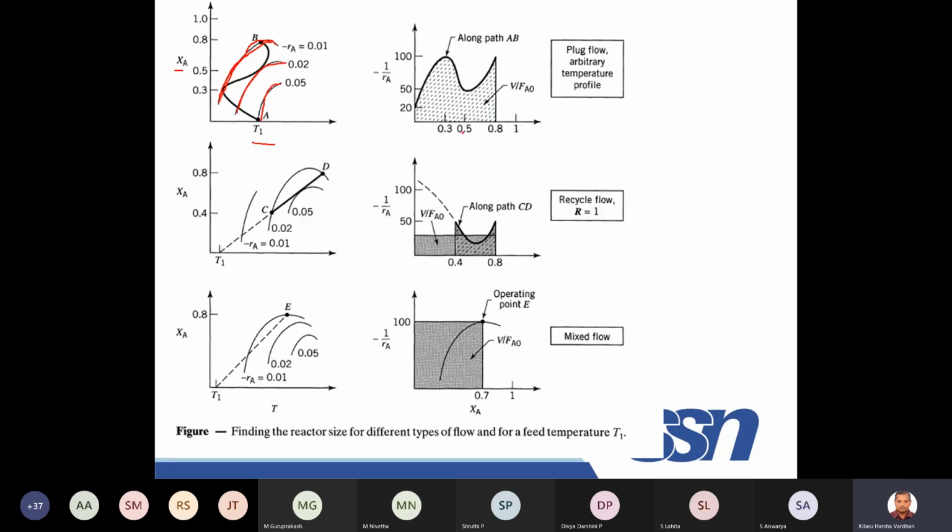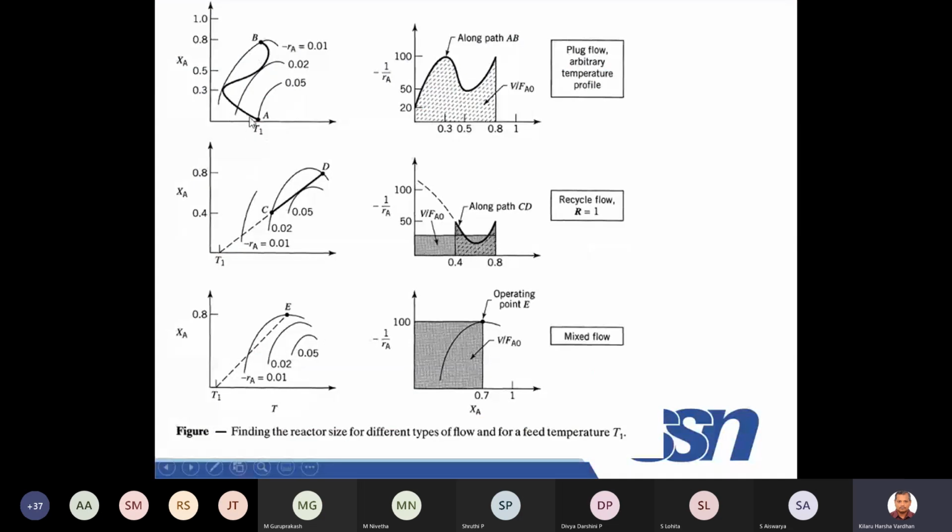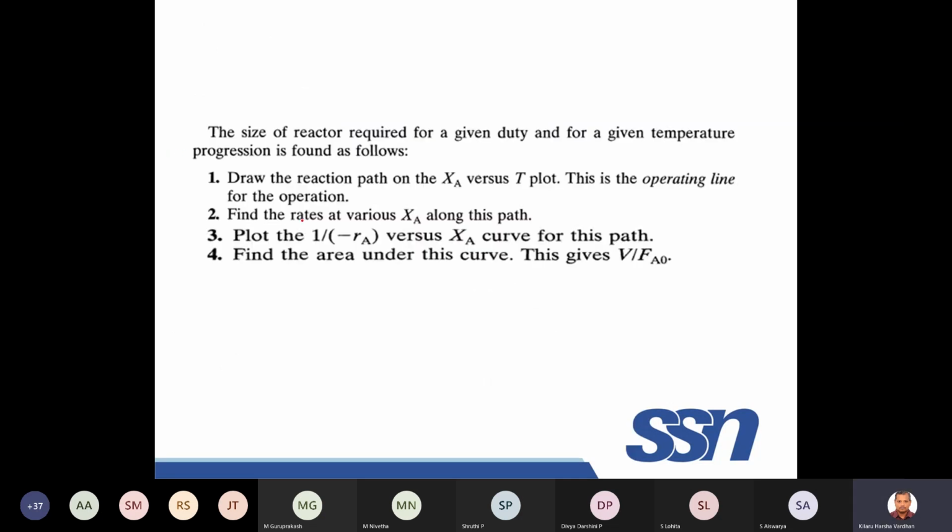For this particular problem, let us assume the reaction path is very arbitrary. It can go any shape. So let us assume that the reaction path is like this. It is going like this, it is coming like this, and it is going like this. This is the maximum good path for that, right? So that is what this says: draw the reaction path on the XA versus T plot. This is the operating line. Find the rate at which various XAs along the line.